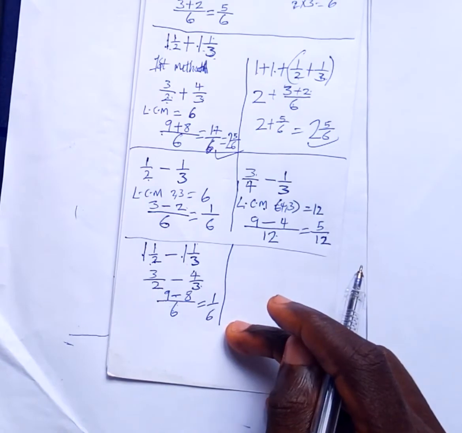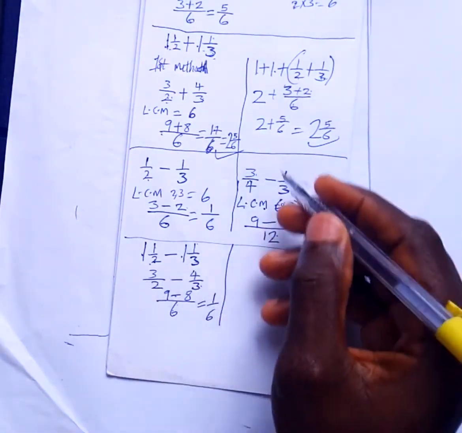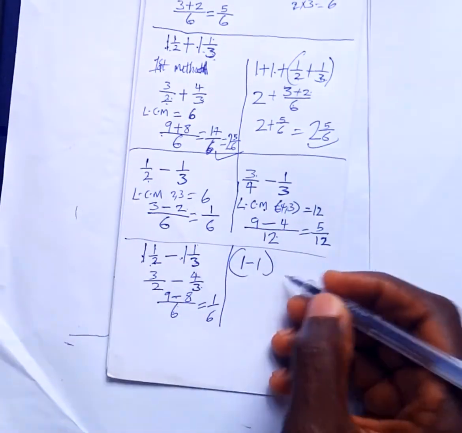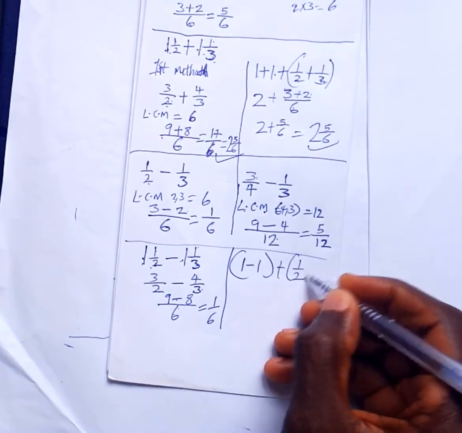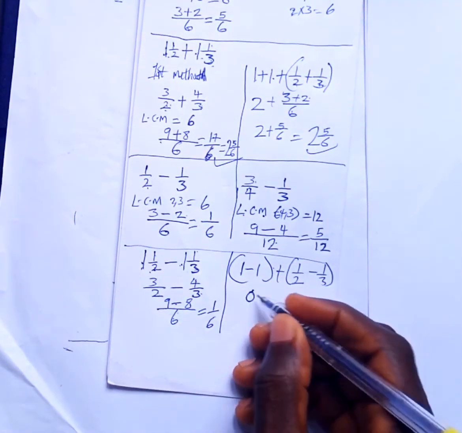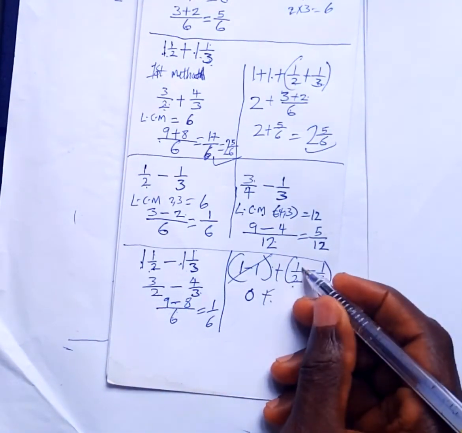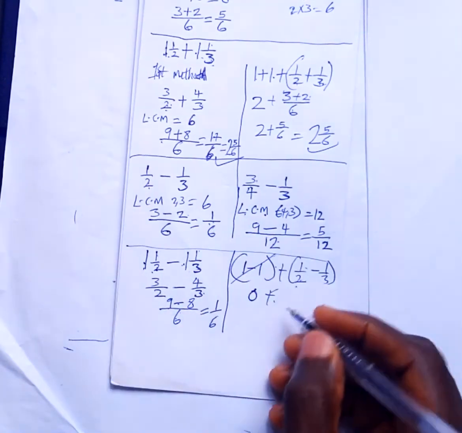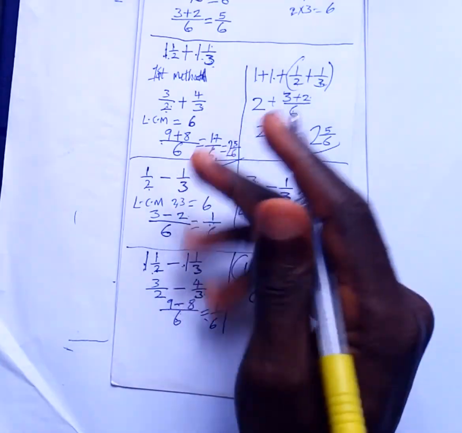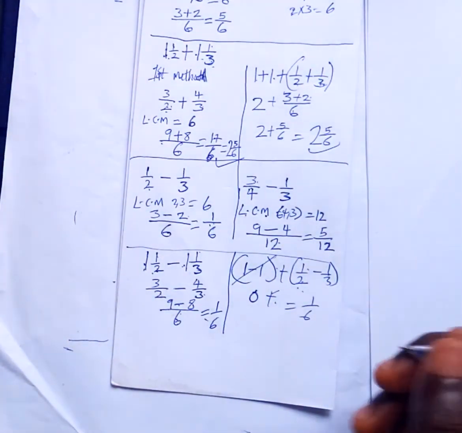So that is it for this. And also when you have this method here, it will be 1 minus 1, whole number for whole number. Then you do 1 over 2 minus 1 over 3. 1 minus 1 will definitely be 0. So you will be left with 1 over 2 minus 1 over 3, and we have done it here. The answer we got is 1 over 6. You can see. But I prefer you convert to improper fraction first, so you get the proper answer and to make it easier.